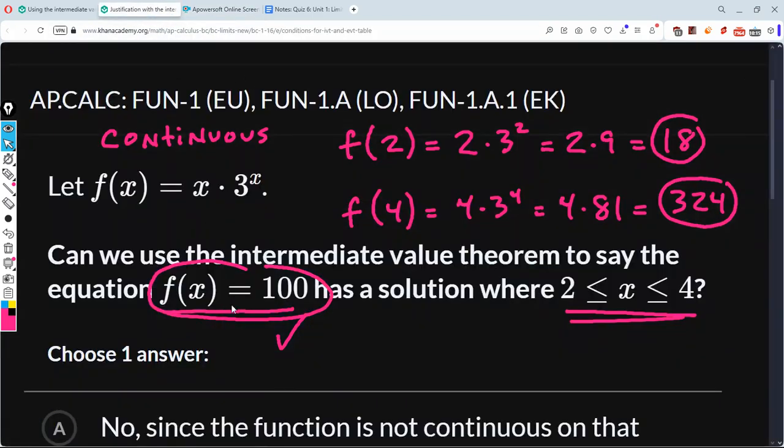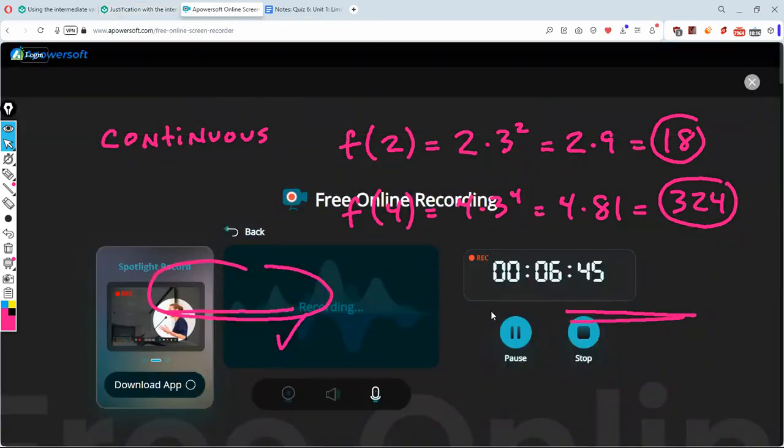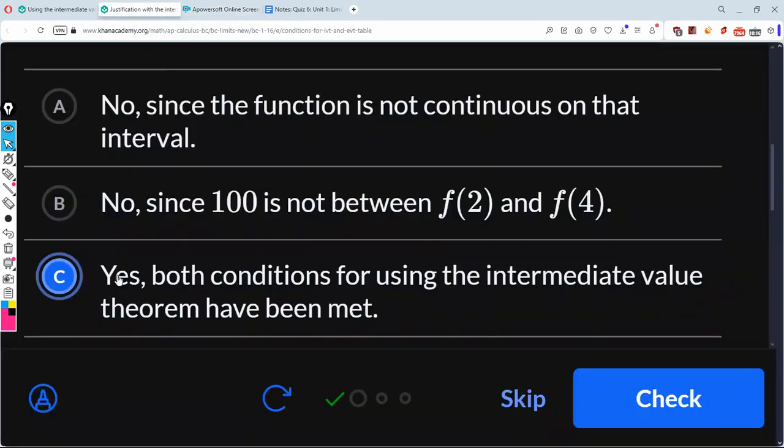All right, just to be clear, this f of x equals 100 is a y coordinate. Okay, in order to get the y coordinates between 2 and 4, I had to plug in 2 and 4 into this function here. These are also y coordinates, okay? So anywhere from 18 to 324 would work for this value here. All right, so it's a yes.